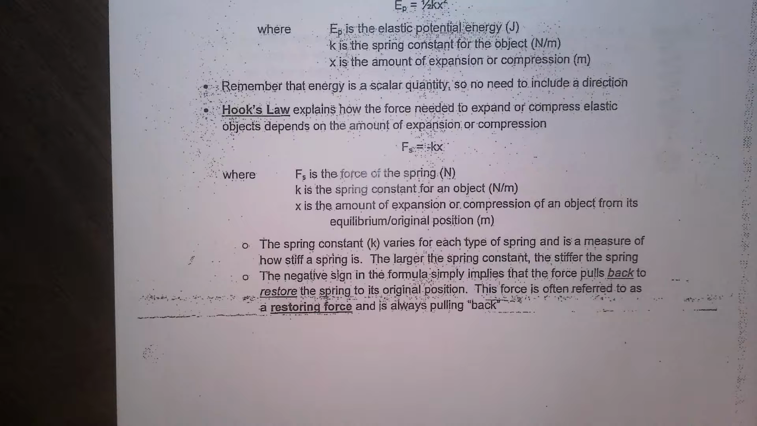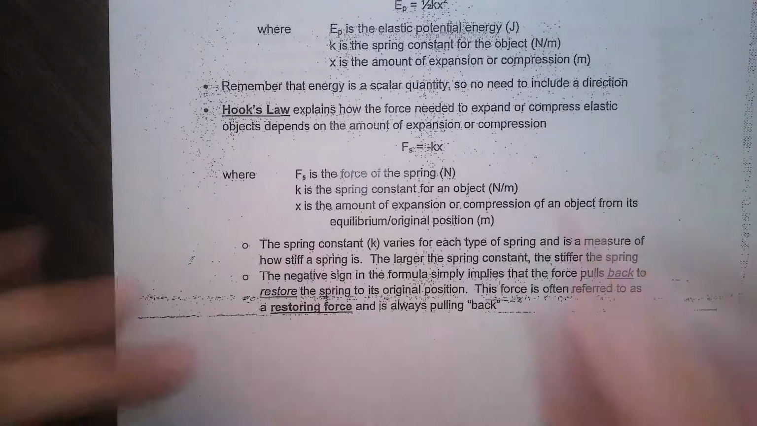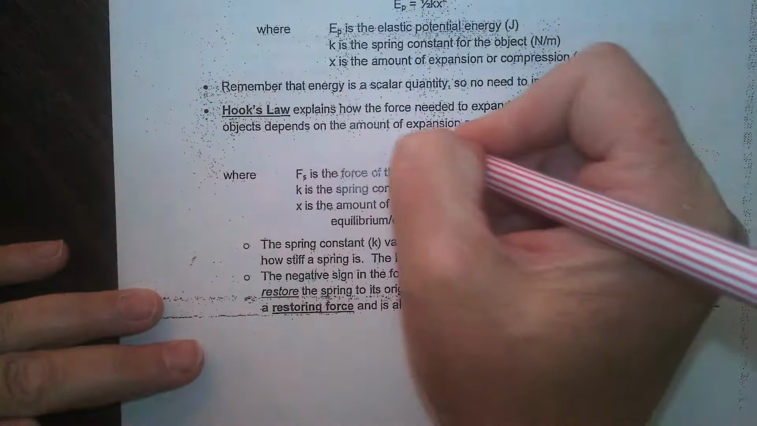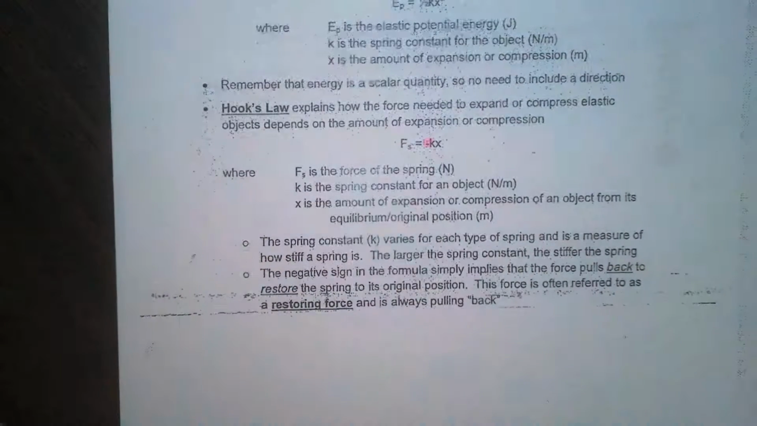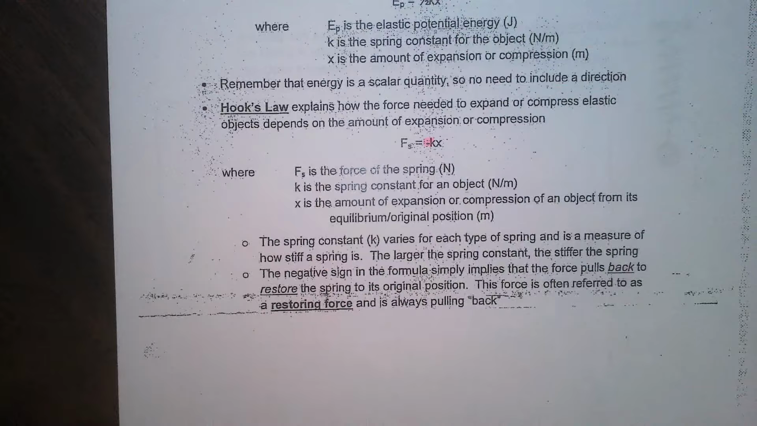Negative sign in the formula implies that the force pulls back. So if you see this, it's Fs is equal to negative Kx. This sign is important. Okay? The force is often referred to as a restoring force. So a restoring force is what it takes to put it back to its original state. All right?